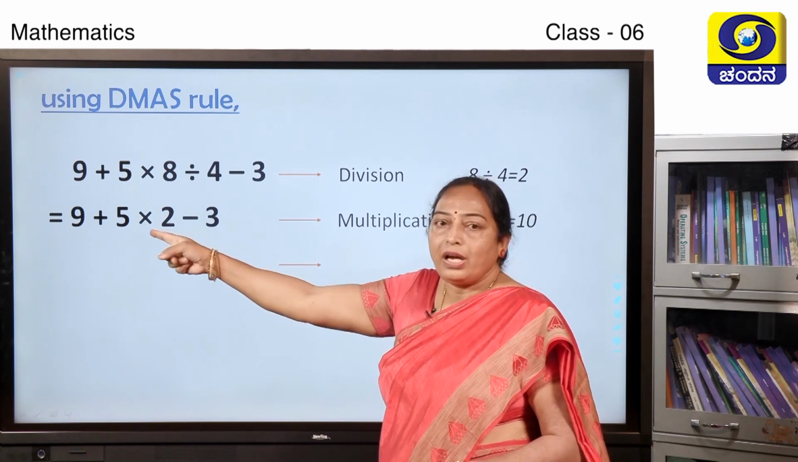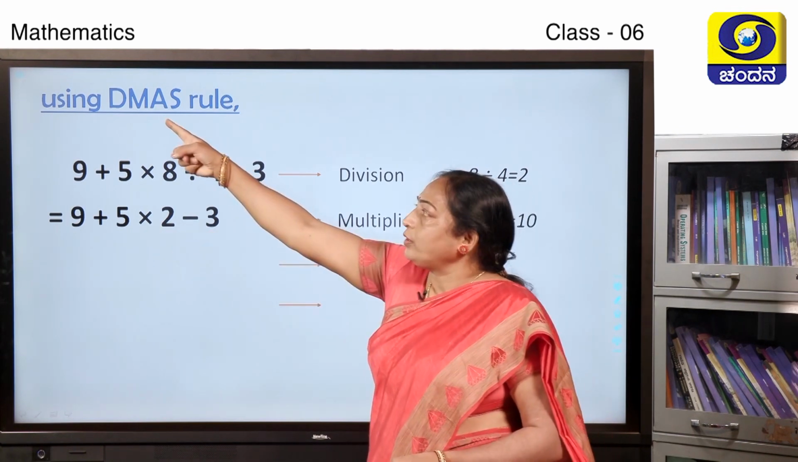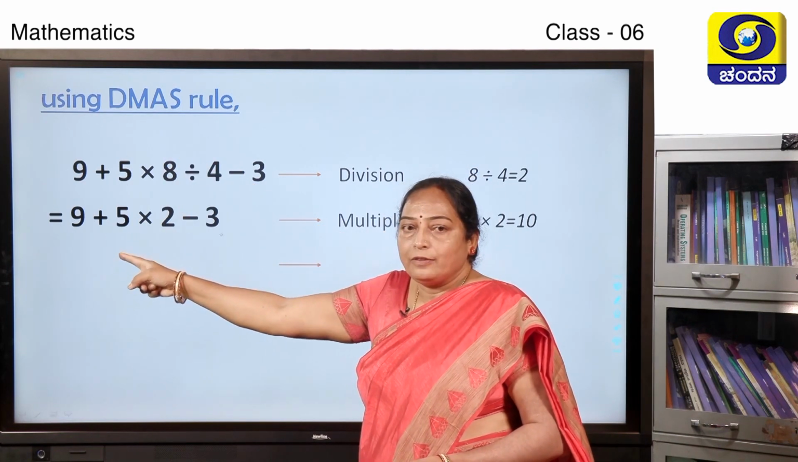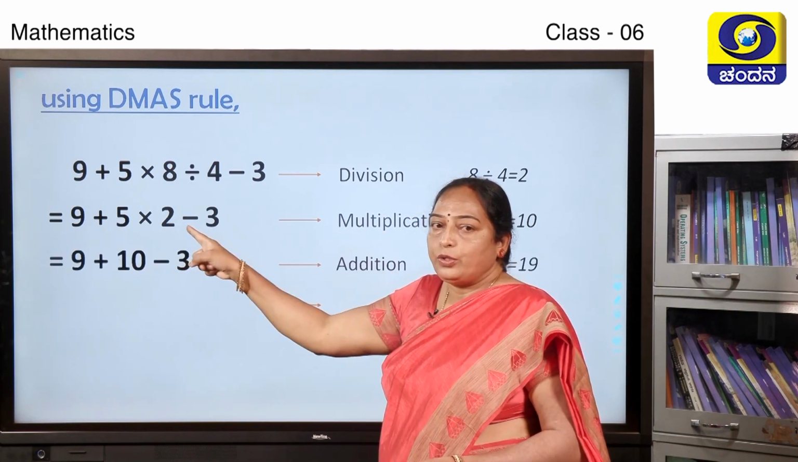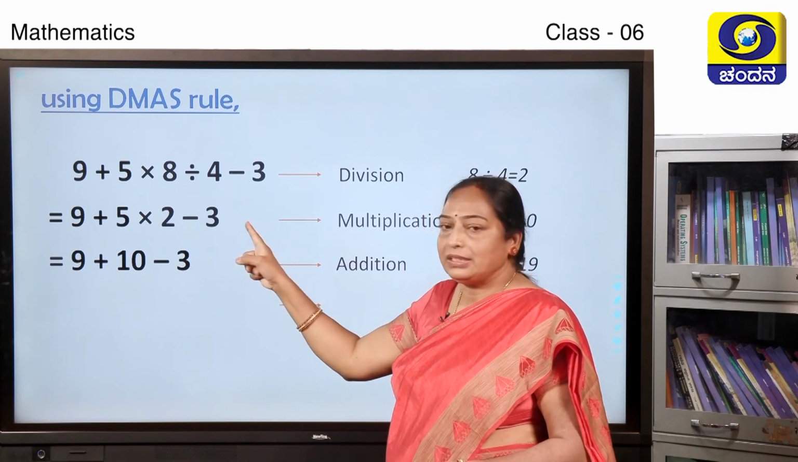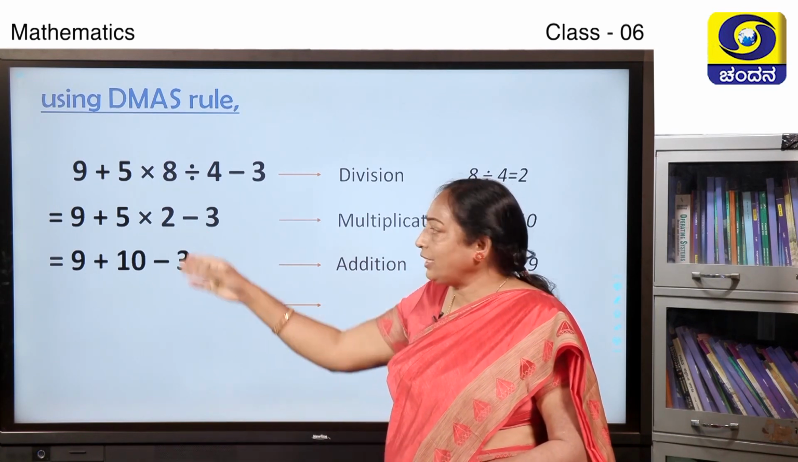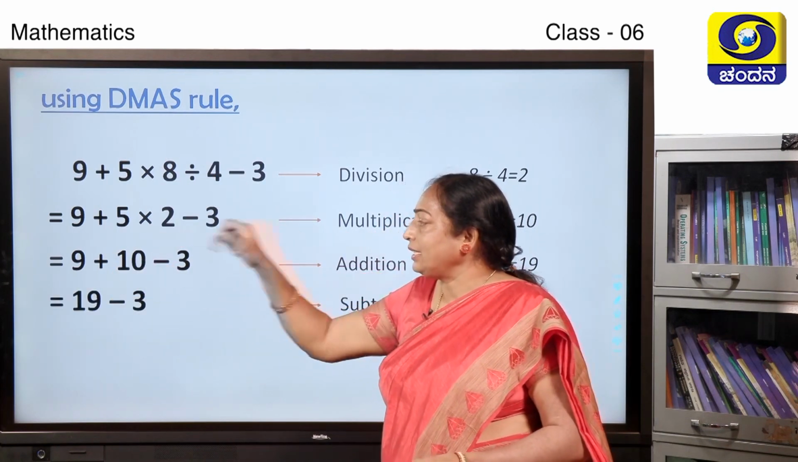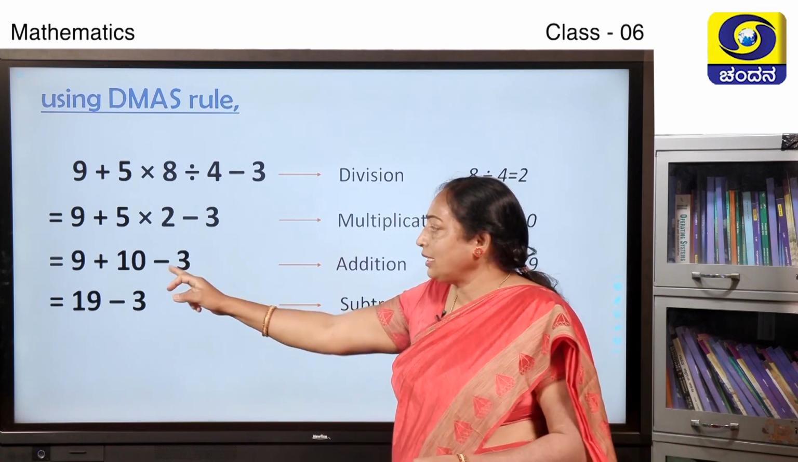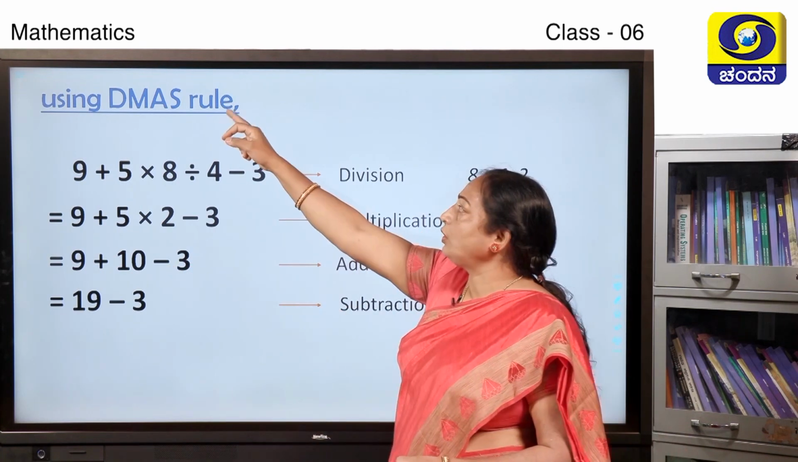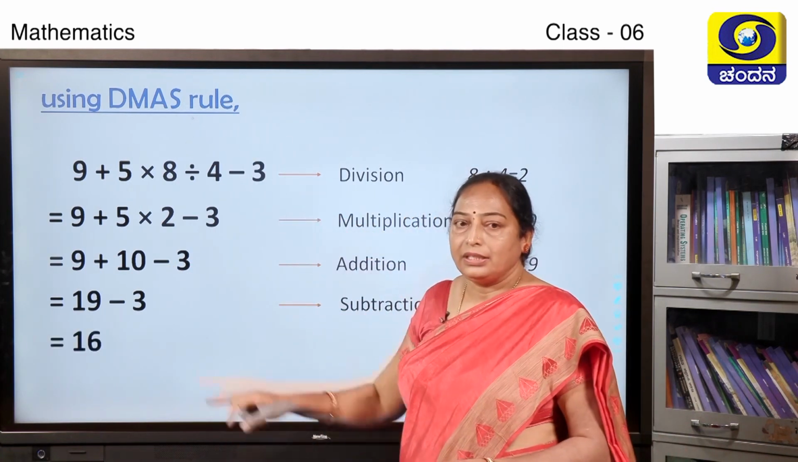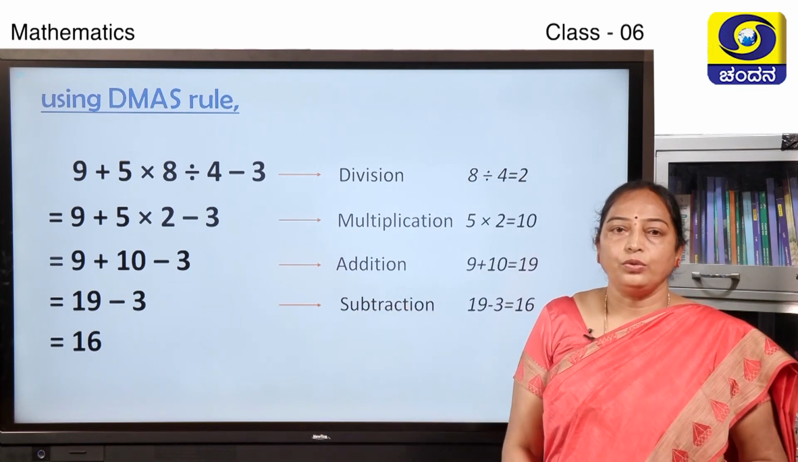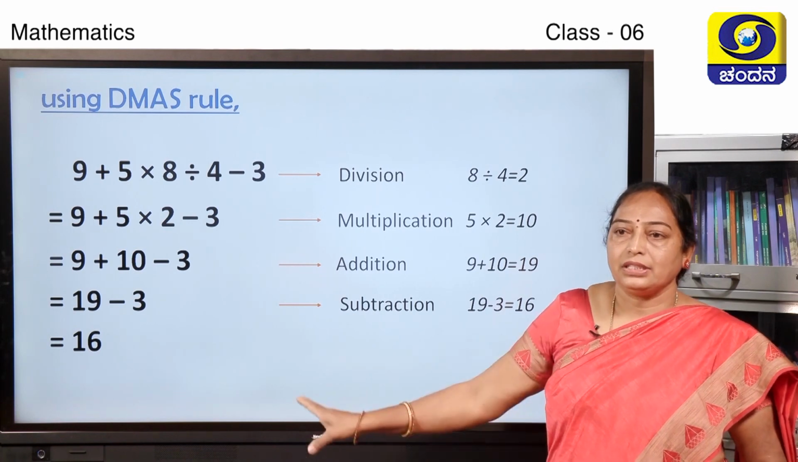Next we should follow the multiplication according to BODMAS rule. What we get? 9 plus 10 minus 3. Next we go through addition. 9 plus 10 is 19 minus 3. Next we go through subtraction. 19 minus 3 is 16. In this way we should use the BODMAS rule in this expression.